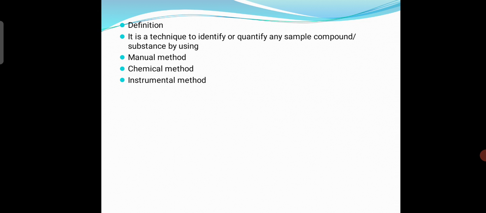It's a very important technique in order to identify a sample or a compound or a substance by using different methods like manual method, chemical method, instrumental method, etc. Manual method means we are only doing it by hand. Then chemical methods means titration. It's a good example for chemical method. Instrumental method means using instruments. For example, UV instrument or mass spectroscopy, etc.